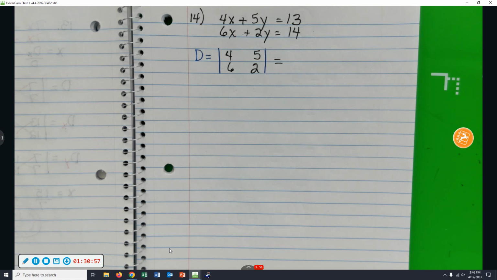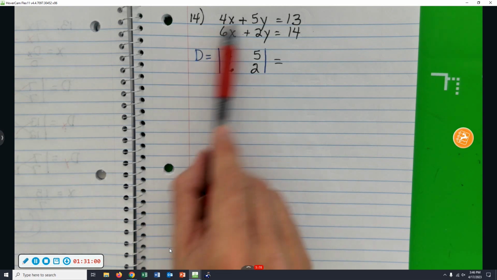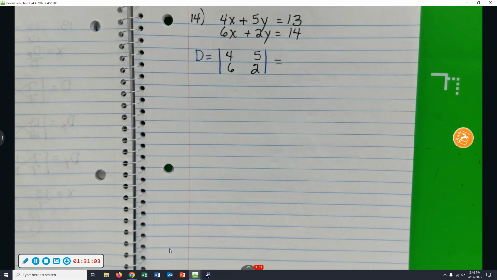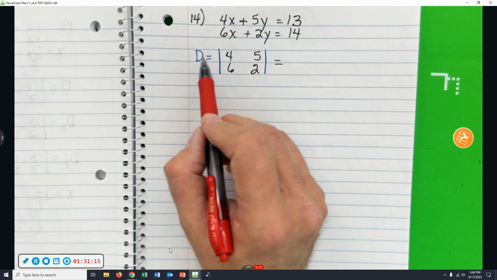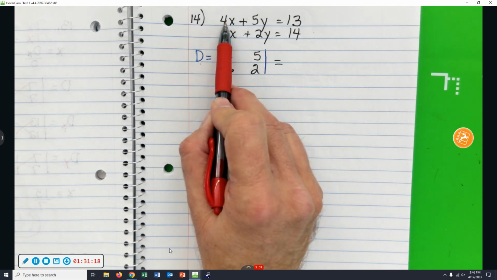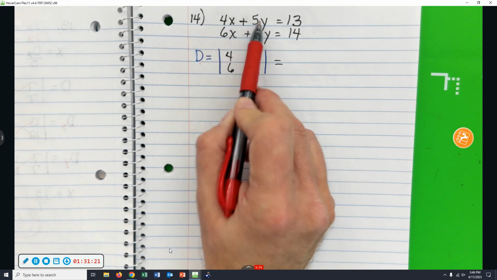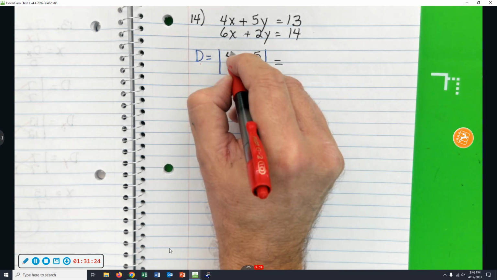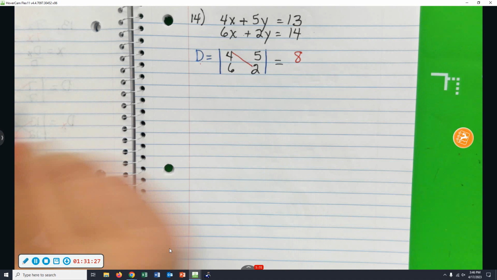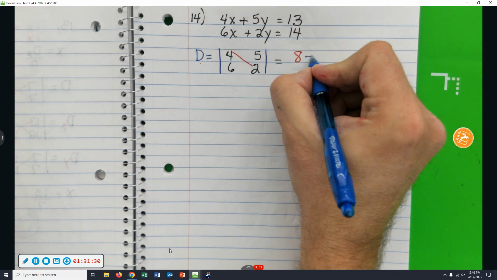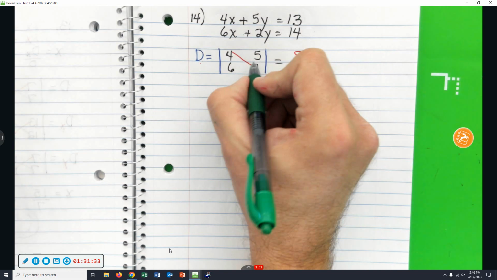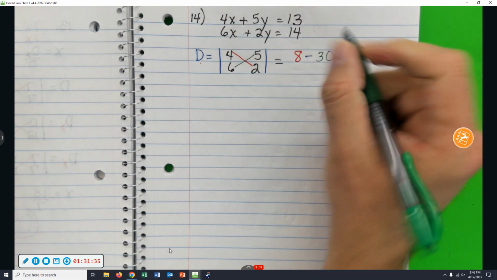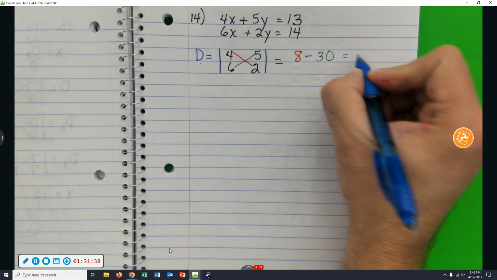The first variable is x, so it's 4 and 5 and 6 and 2. Dx is going to be plugging the x with the 13, right? So it'd be 4 and 13? No, you replace the x with. Okay, so you start off. D is the determinant of the coefficient matrix. Just write down these four coefficients and do the crisscross. 8 minus 30. So D is negative 22.